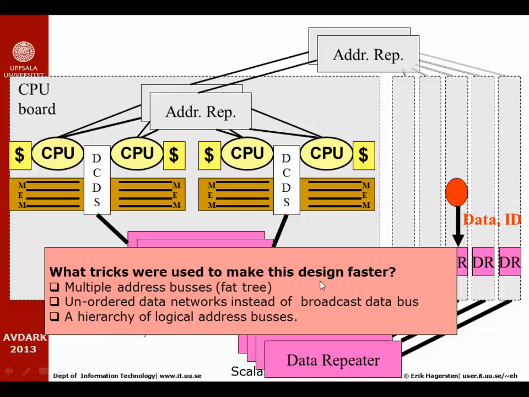So it's actually all of these. Yes, it uses multiple address buses, which is sometimes referred to as a fat tree as well. It uses an unordered data network to return the data instead of a broadcast data bus. And it uses a hierarchy of logical address buses, in this example 2 levels, to implement this kind of coherence. Once more, we are still targeting coherence in an SMP or UMA. Later on, we're going to move on to other, even more scalable implementations.